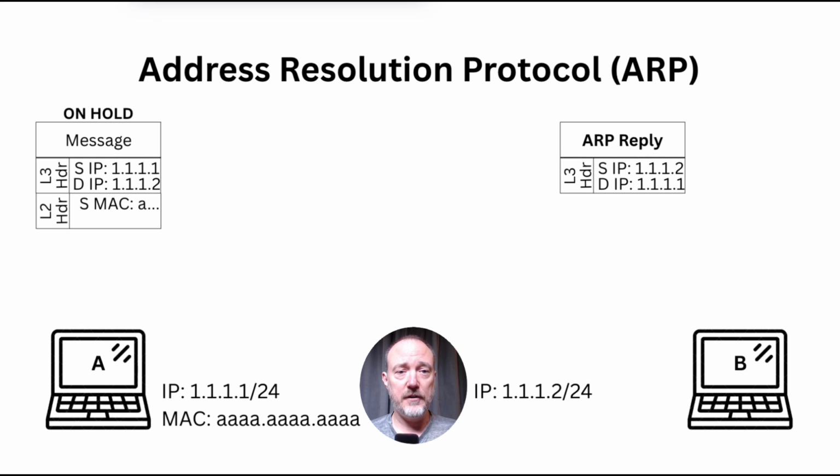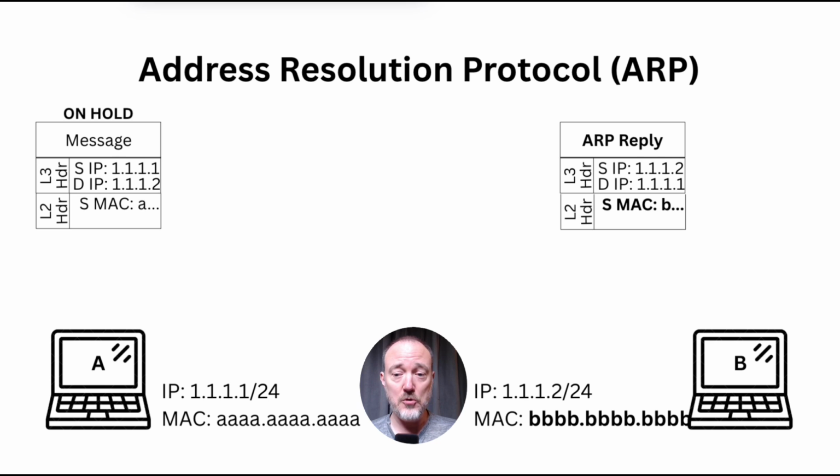So PCB creates a layer 3 header for the ARP reply, and this has a source address of 1.1.1.2 and a destination address of 1.1.1.1. So the source address is PCB. The destination is going to be the IP address of PCA because that's the IP address that it received the ARP request from. Then PCB hands this packet to layer 2 so that a layer 2 header can be added.